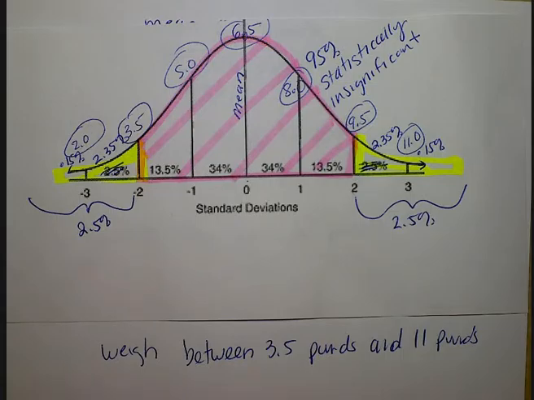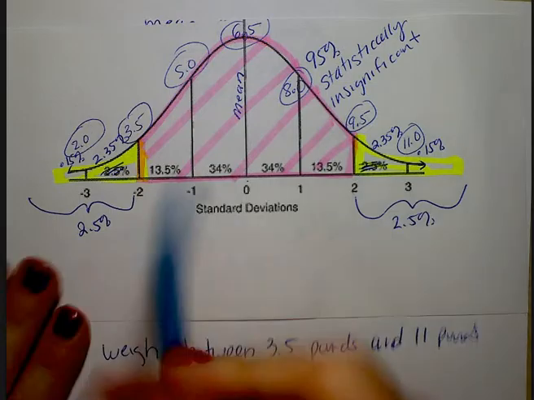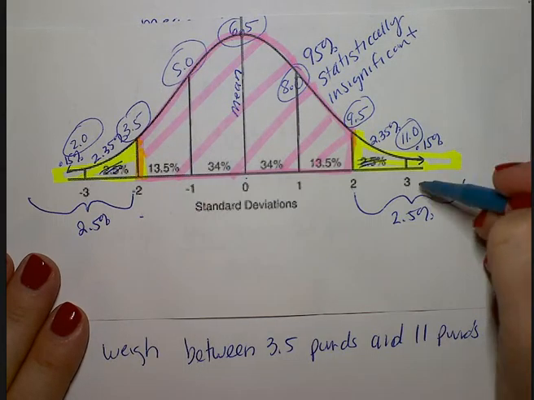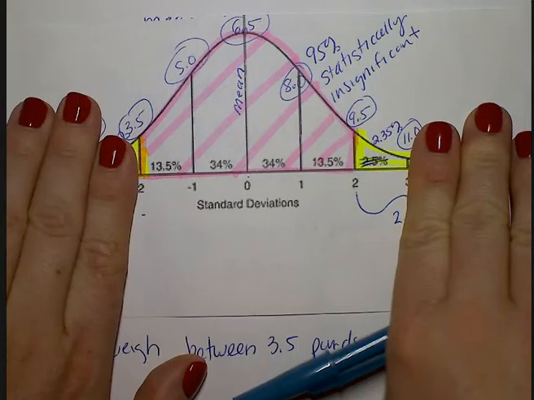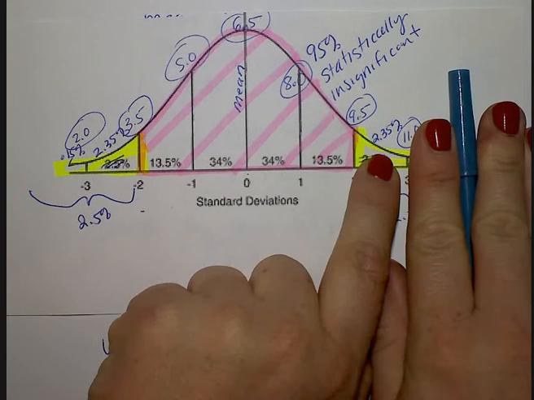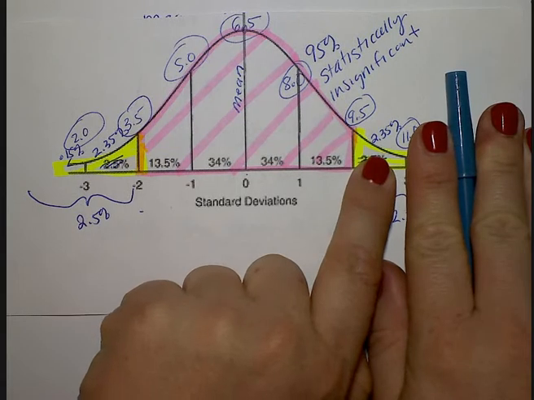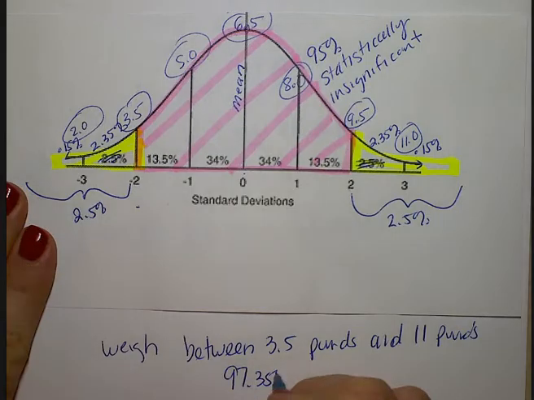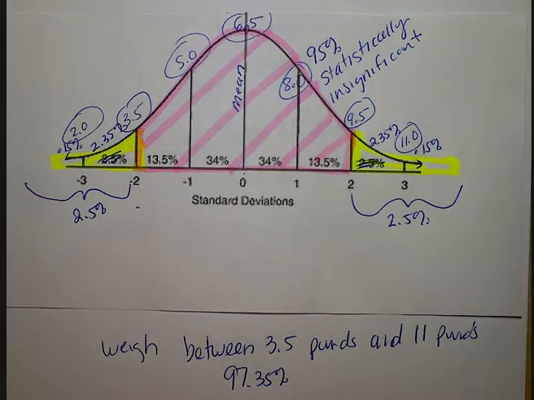Okay, so here's how I come up with the answer. Here's my 3.5, and here's my 11. So I wanna add up everything in between. I know this is automatically 95, so I'm gonna go 95 plus 2.35, so 97.35%. How many of you had that? Hands up high. Okay, again, this is empirical. They're not gonna use the word empirical, the empirical rule.